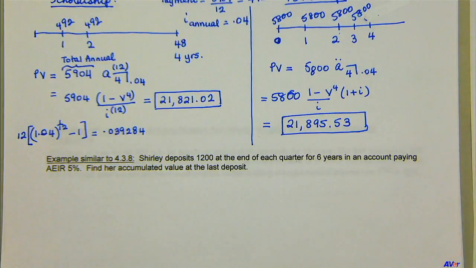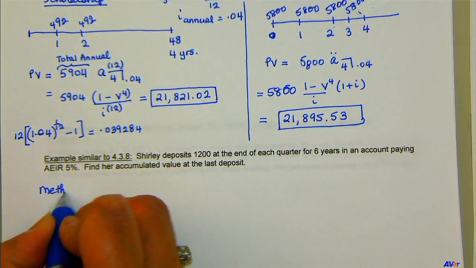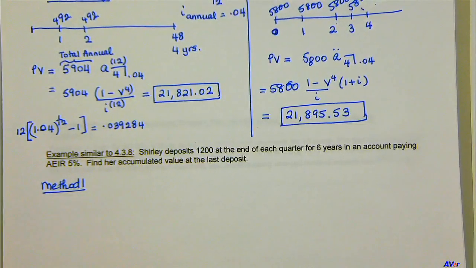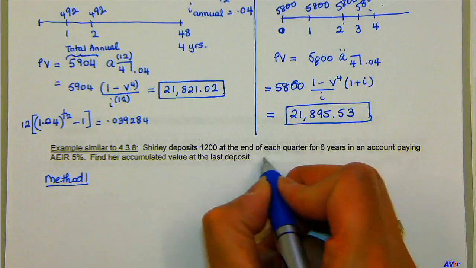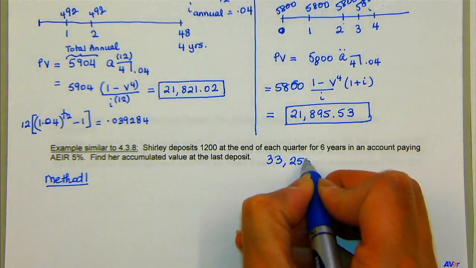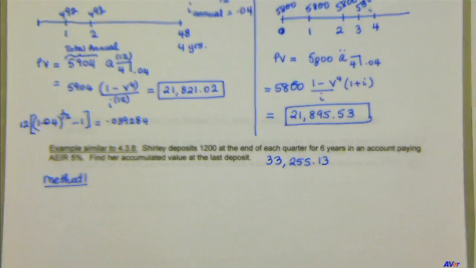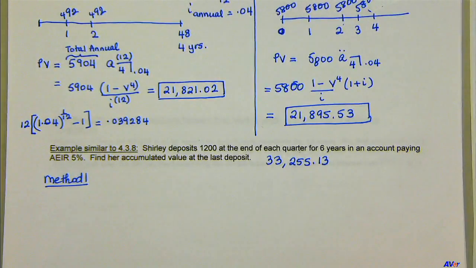Before you come back on Friday, can you do the Shirley problem both ways, method 1 and method 2? This next problem, both methods. Let me give you the answers. The answer here is 33,255.13. I'll give you your exam papers back on Friday at the end of class, and I'll post all the solutions.